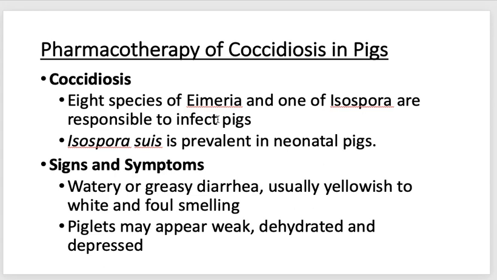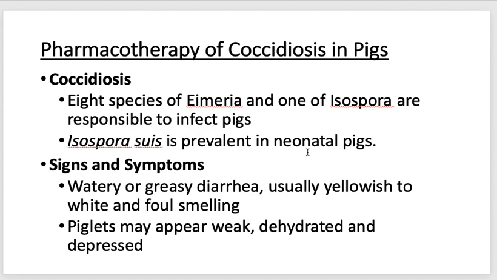Also, there is coccidiosis in pigs. Pigs also get coccidiosis, and there are 8 species of Eimeria and one of Isospora responsible for infecting pigs. Isospora suis is prevalent in neonatal pigs. So if coccidiosis in pigs is caused by Isospora suis, then the disease will be very common in neonatal or young pigs.